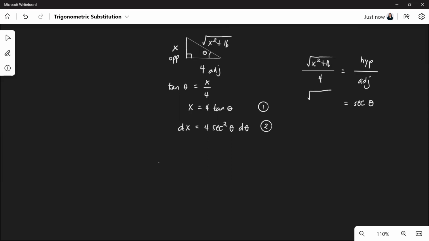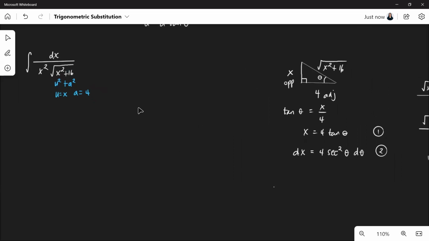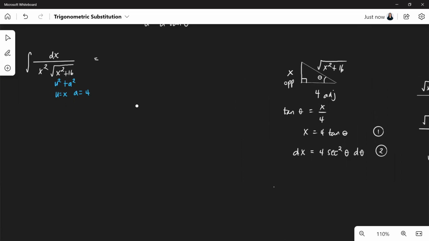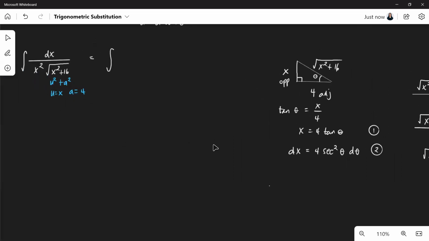So square root of x squared plus 16 all over 4 is secant theta. Or square root of x squared plus 16 is 4 secant theta. So that is equation number 3. So we'll use these 3 equations to transform this into trigonometric functions so that we can integrate using the formulas, or the solvable groups of trigonometric integrals, one of the methods discussed previously.